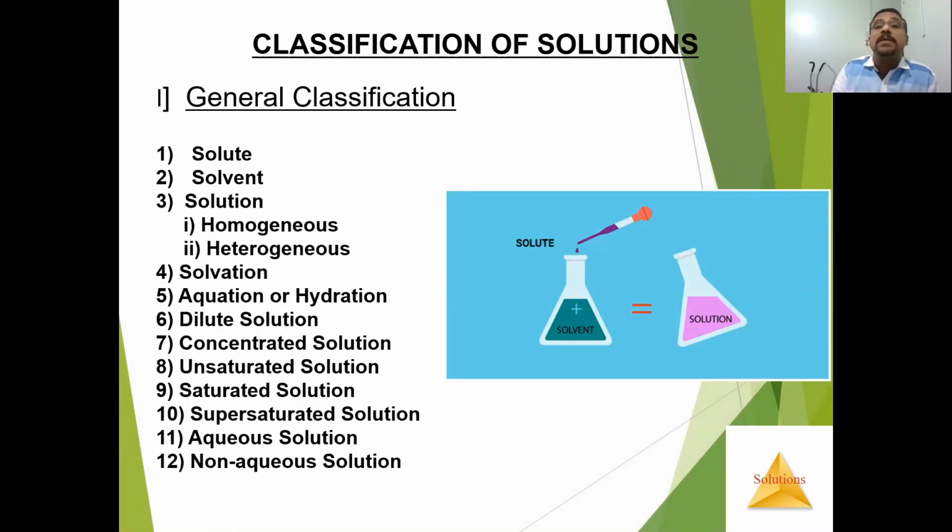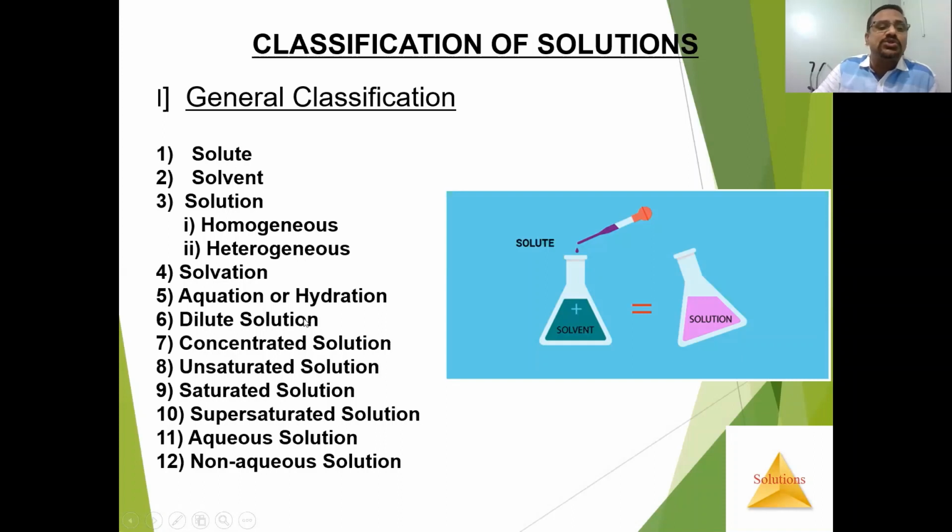Third one, depending on the nature of solute and solvent molecules, which is given in your textbook. And the fourth one, depending on the number of solute and solvent particles or the molecules present in the solution. Let us see one by one. First, we want to begin with the general classification. First one, solute. Okay, remember that.